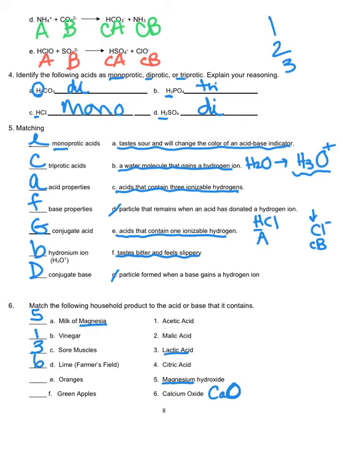Okay, so that's 6. Oranges. Oranges are part of our citrus family, so where do you think that belongs? Citric acid. And green apples, the acid in that is called malic acid.